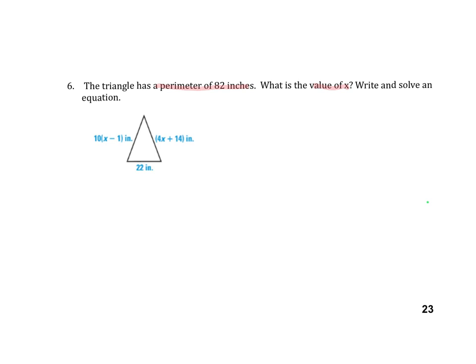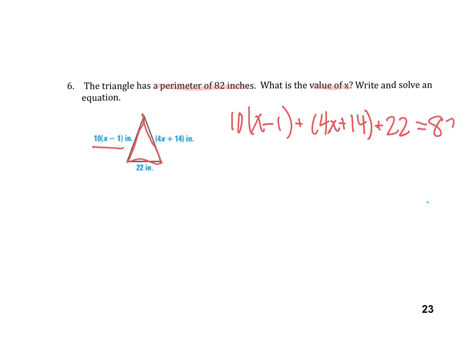So to write the perimeter means that I am adding all the sides, so I'm adding this side plus this side plus this side. So let me start with the side that's most complicated. So I'm going to add 10 times x minus 1, that's one side, plus the other side, 4x plus 14, plus the third side, plus 22, and that would give me the perimeter. And now I know the perimeter equals 82.